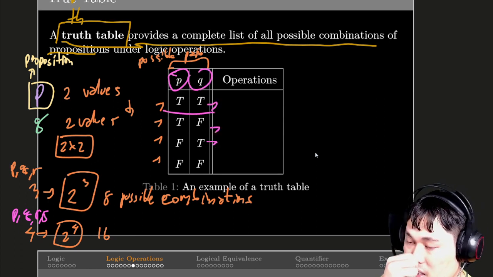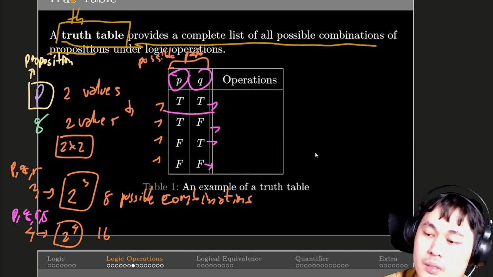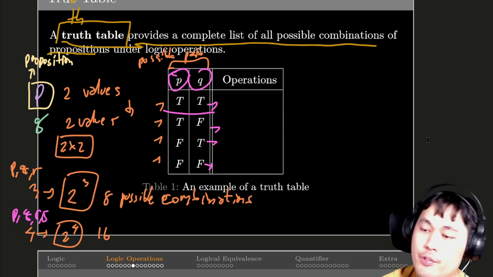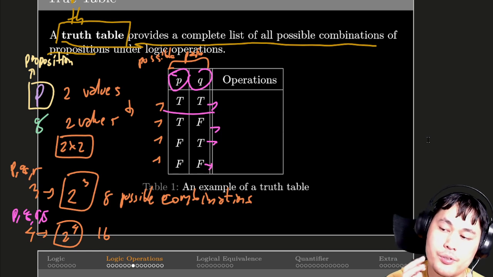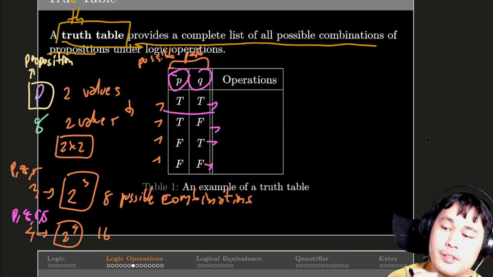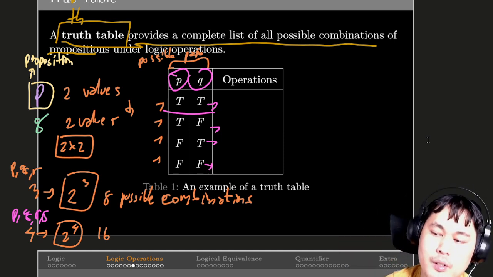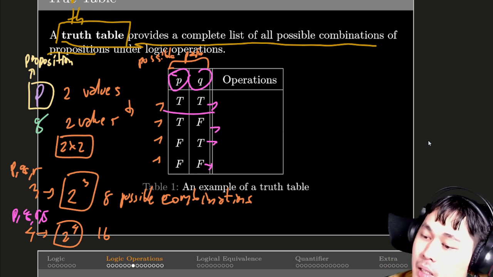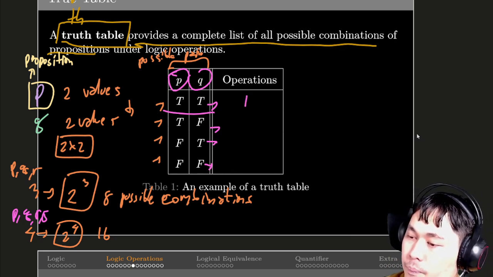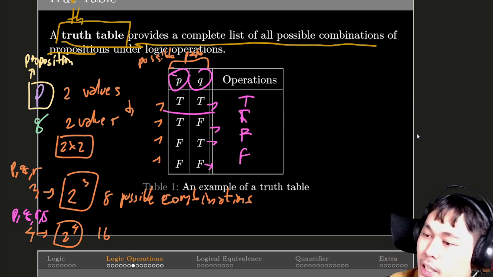And since these are all the combinations, then we can write all the possible results under the operation. If you combine 2 propositions and they are both true, then the result would be true or false. If the first one is true and the second one is false, then the result would be true or false. You can determine everything, depending on what kind of operation you are using.